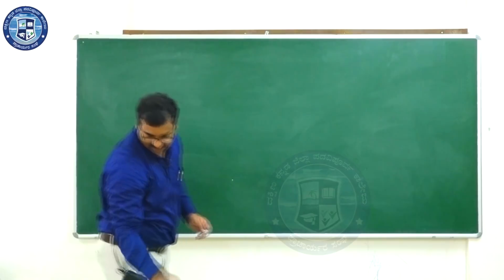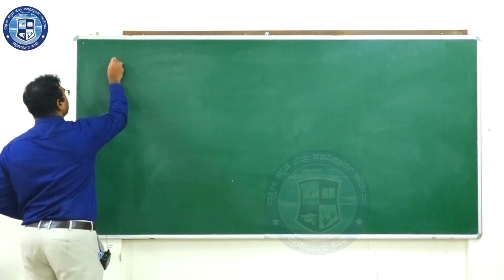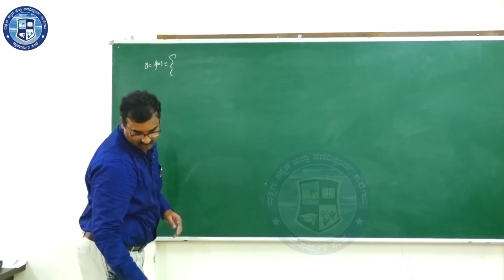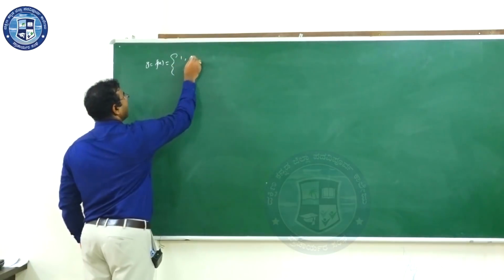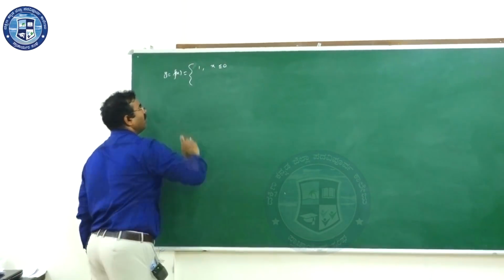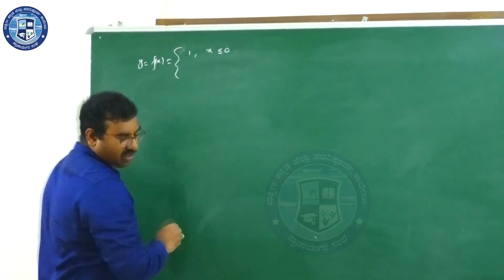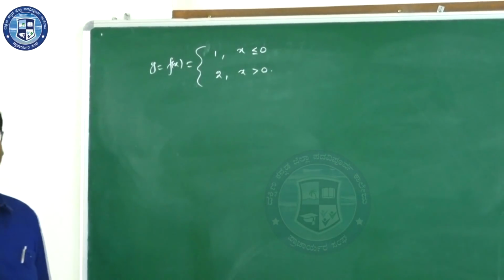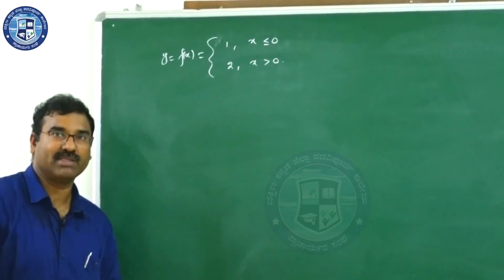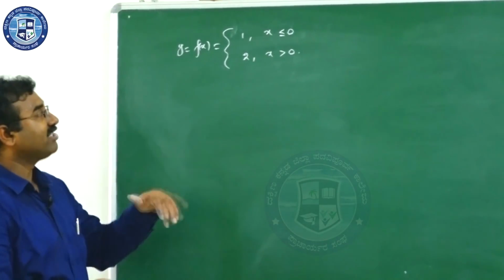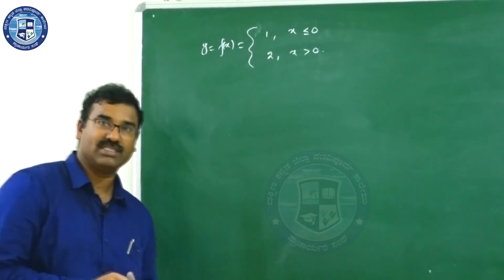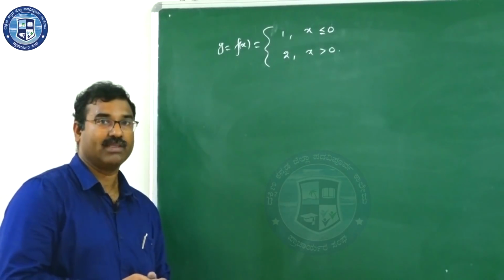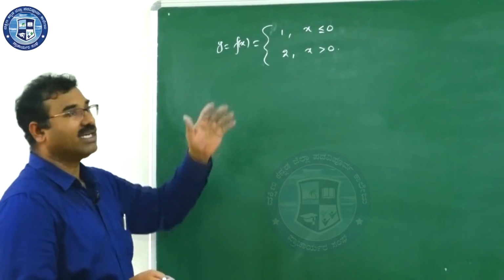So one more question we take, y is equal to f(x) is equal to 1 when x is less than or equal to 0, 2 when x is more than 0. This is the function given. Always try to observe the function, at what points the function is changing, how they defined it. You have to identify clearly, otherwise you can't solve the problems.